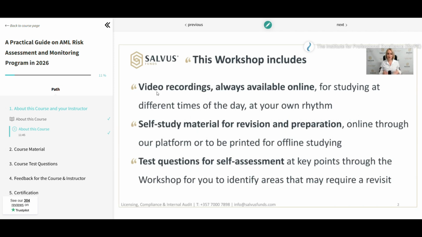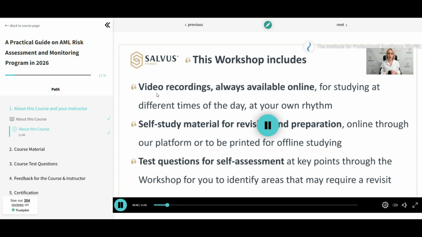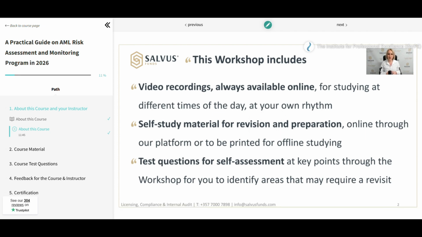This workshop includes video recordings, which are always available online. This means that you can study at different times of the day and at your own rhythm, depending on your schedule and your learning preferences. You will also have access to self-study material for revision and preparation, which can be reviewed online through our platform or printed for offline studying.